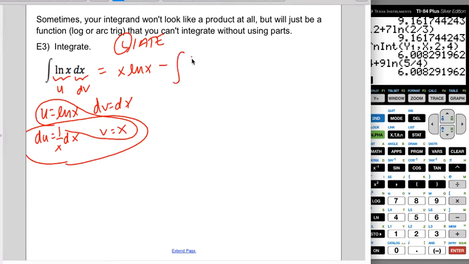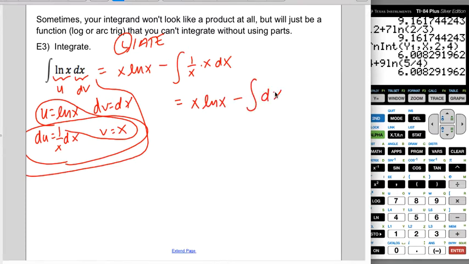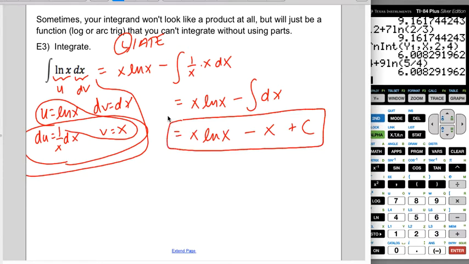So minus the integral of 1/x times x dx. Well, if we just separate this a little bit, that's equal to x natural log of x minus the integral of just dx. So this is x natural log of x minus x plus c. And that's it. Now, some people memorize that integral, and that's fine.